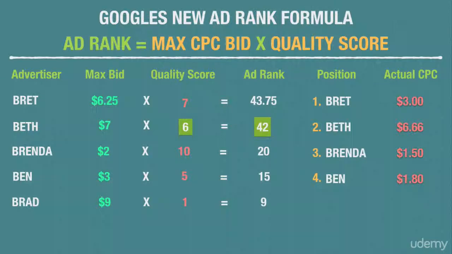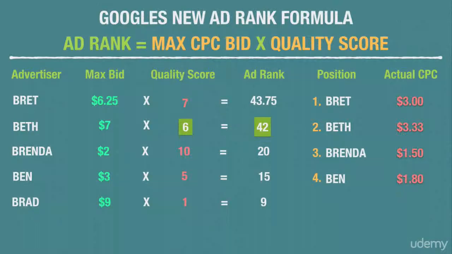She's still in position 2 on the results page because her ad rank is still lower than Brett's, but look what happens to her actual CPC. Now when we divide 20, which is the ad rank to beat, by 6, her quality score, we get an actual CPC of $3.33, half of what she was paying before. So by increasing her quality score by a few points, she's able to drastically lower her actual CPC.